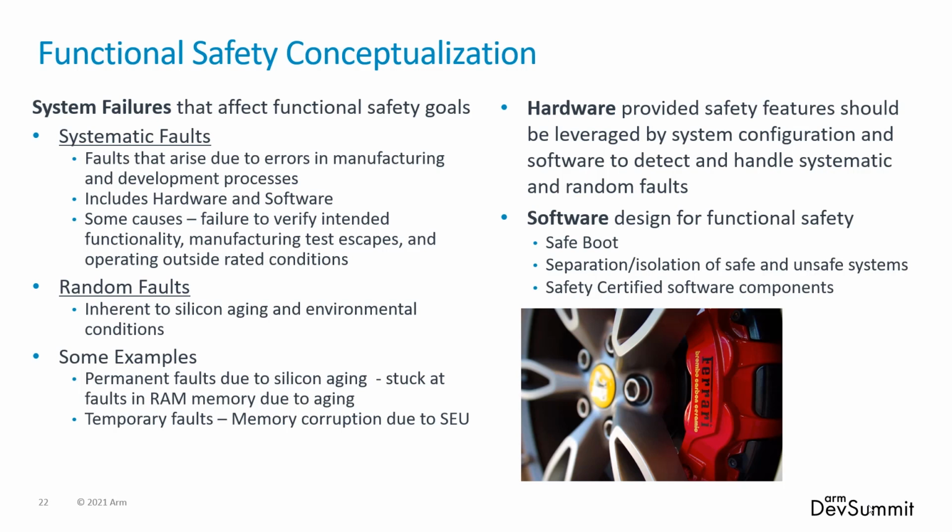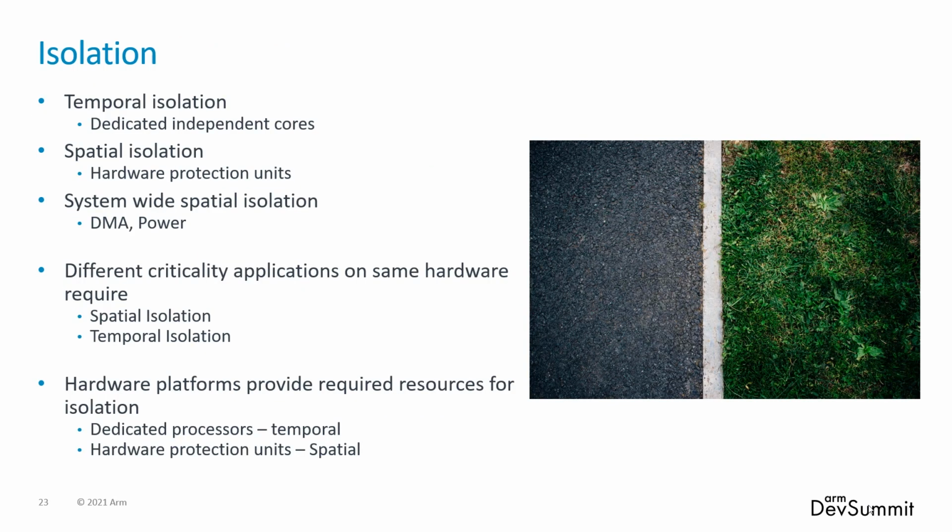As I was talking about, a lot of these things can be handled with hardware, but then there's also software that needs to have that design from a functional safety standpoint. So safe boot, being able to ensure isolation, as well as having safety-certified components. Types of isolation: temporal, spatial, thinking also about system-wide. You can have dedicated cores, the temporal, or leverage some hardware protection units, which is more the spatial type.